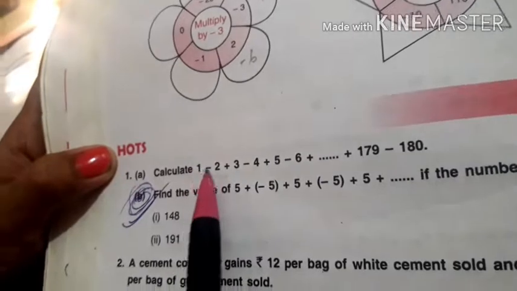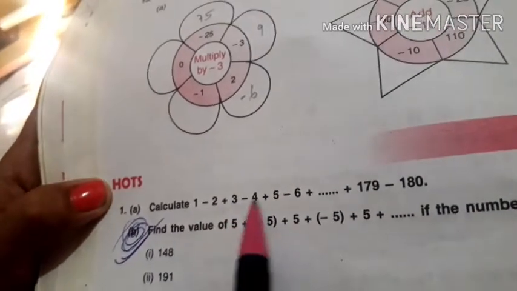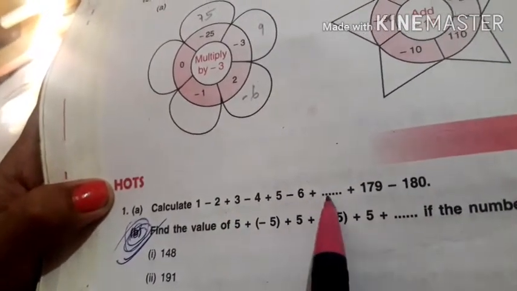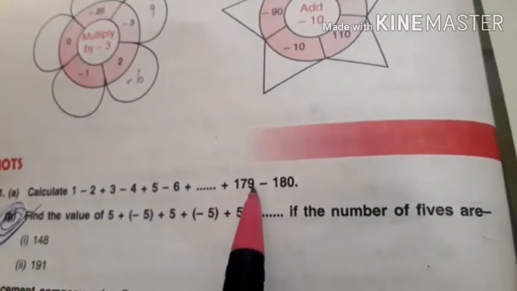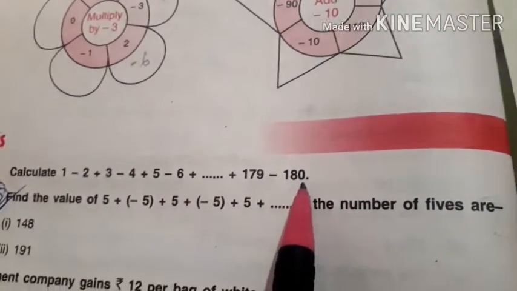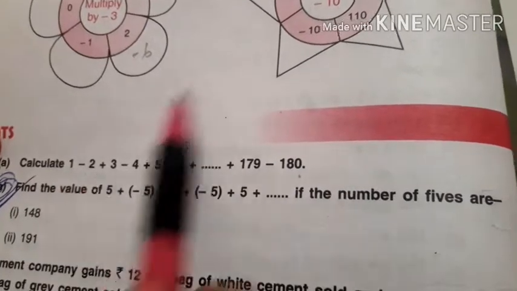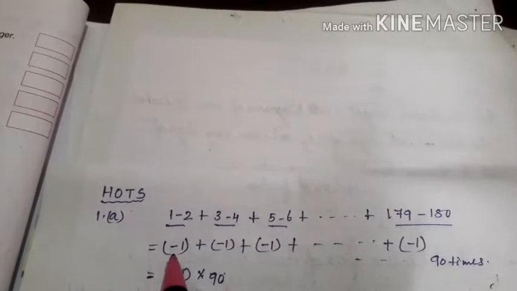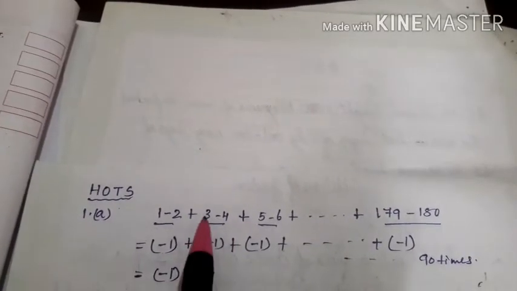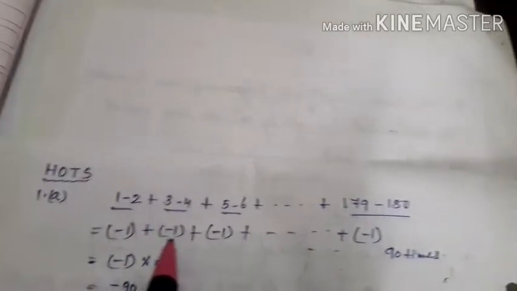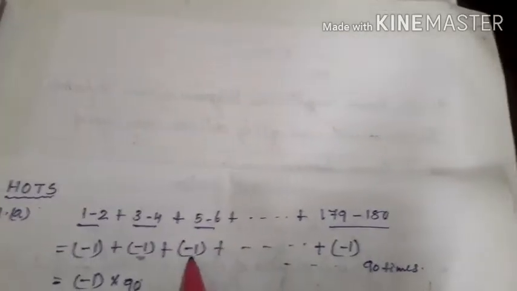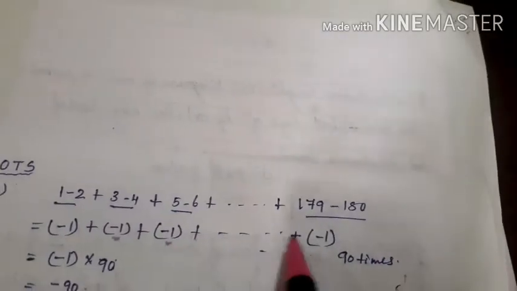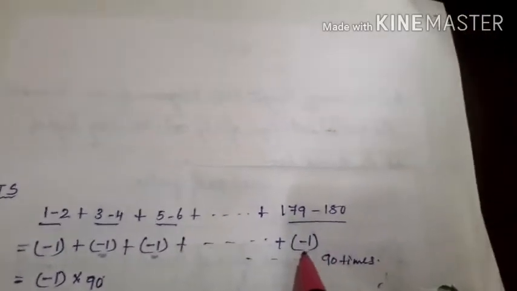See the question of HOTS. Calculate 1 minus 2 plus 3 minus 4 plus 5 minus 6 plus up to 179 minus 180. See how to calculate this. First we will take as one pair 1 minus 2. What will be the answer? Minus 1. Then plus 3 minus 4, this is minus 1. Plus 5 minus 6, this will be minus 1, up to the dot, 179 minus 180 is equal to what is its value?